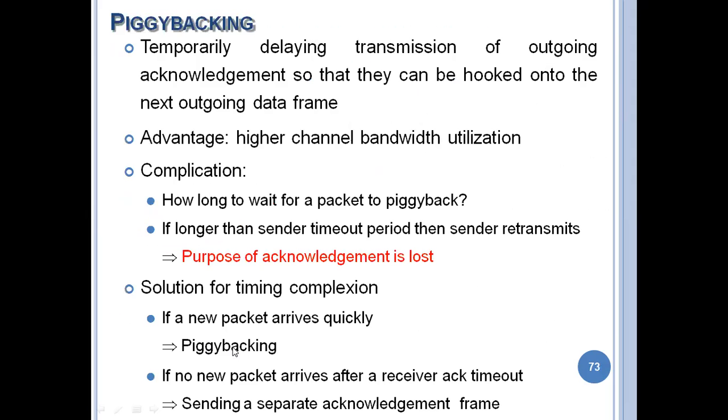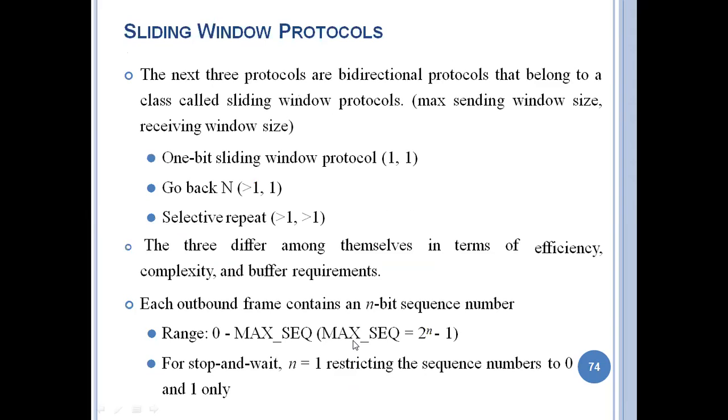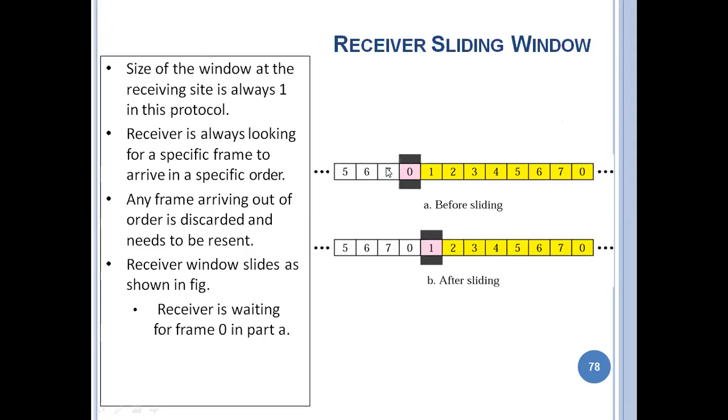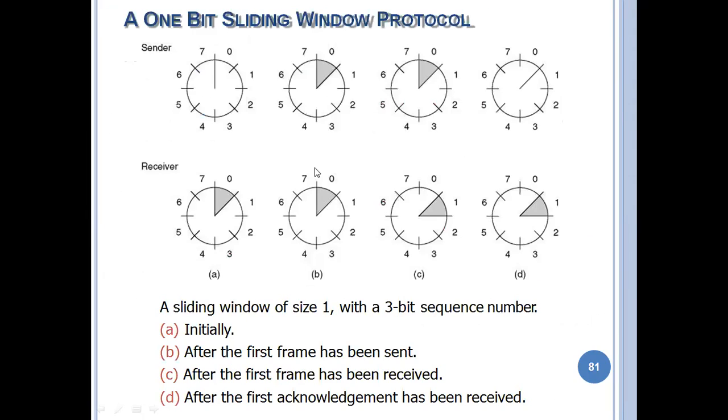In piggybacking, the frames wait for some amount of time in a waiting area and are then transmitted. But the complications are how long it has to wait, how long the sender timeout period is, and then the sender retransmission. The solutions are that a new packet arrives quickly, or a new packet arrives after the acknowledgement timeout. The sliding window protocols are three: one bit, go back N, and selective repeat.